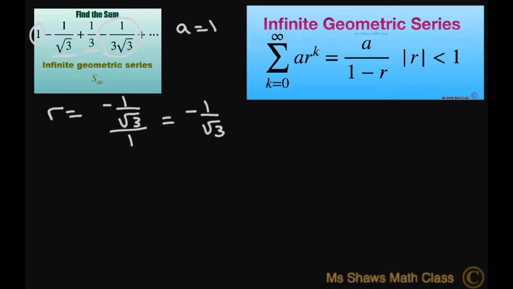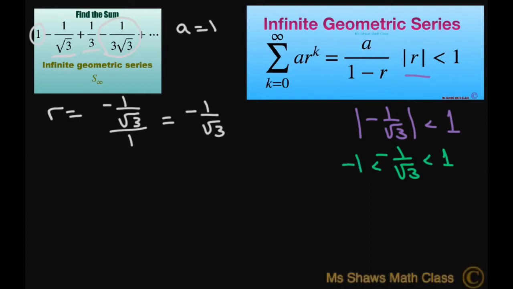Now, it fits the definition because the absolute value of negative 1 divided by square root of 3 has to be less than 1, which it is. Or you could write it as negative 1 divided by square root of 3 is less than 1, but greater than negative 1.